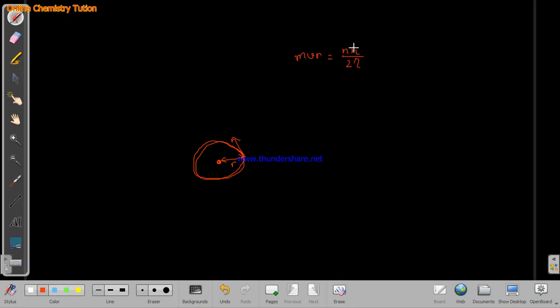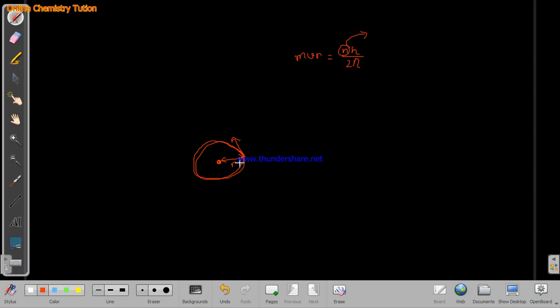Now what is h by 2 pi? h is the Planck constant and n is the principal quantum number. What is the principal quantum number? It is actually the number of the orbit in which the electron is moving. When the electron is moving in the first orbit, that is the K shell, n equals 1. When the electron is moving in the second shell, n equals 2, and so on and so forth.